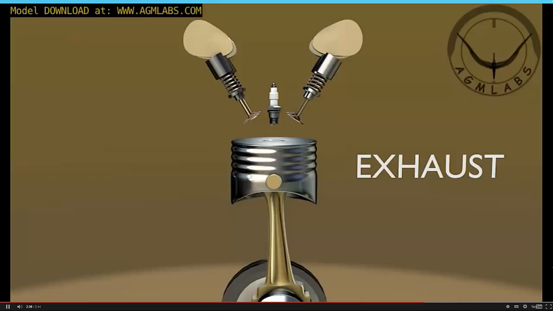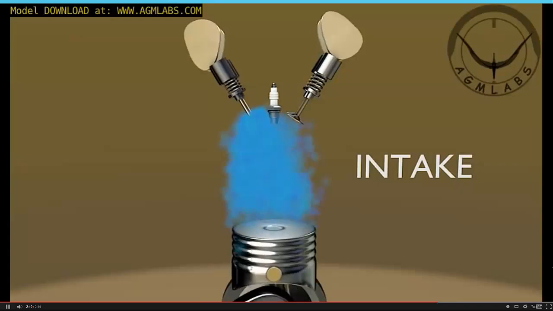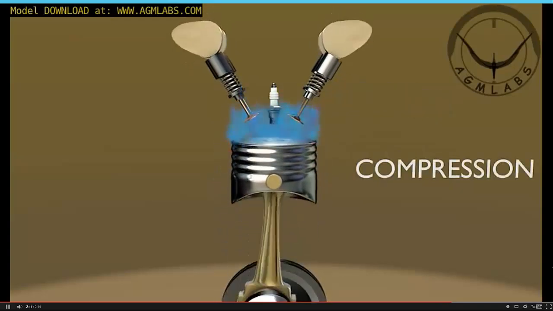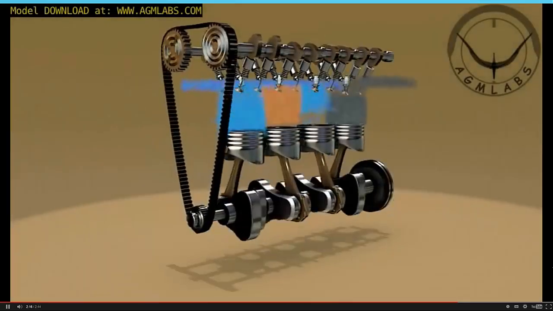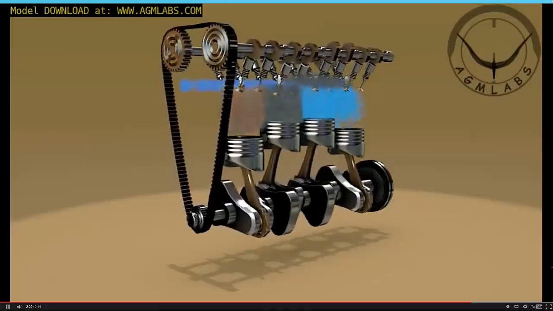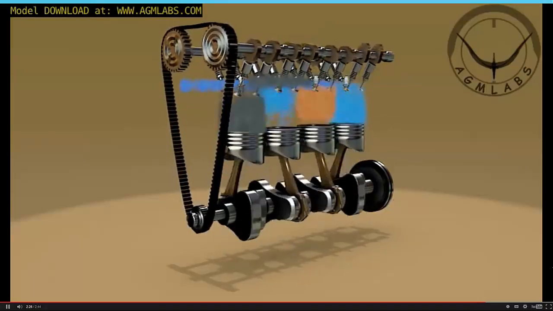At the top of the stroke the exhaust valve is closed. This process is repeated. What had been presented is the cycle of operation of one cylinder of a four-stroke engine. Generally engines have two or more cylinders acting in concert with each other to produce the engine power.